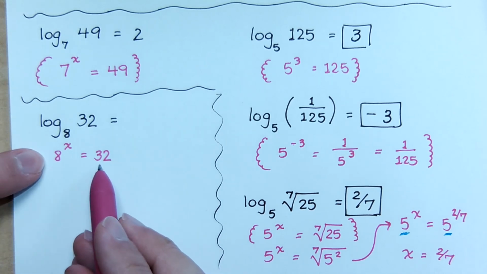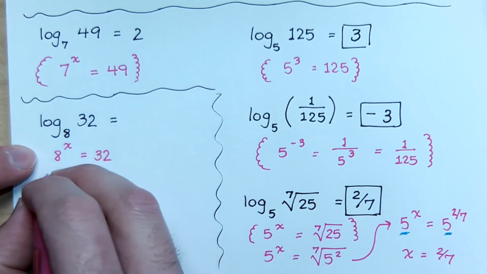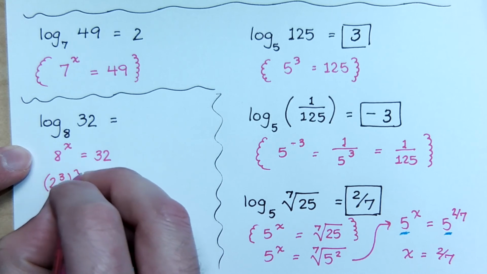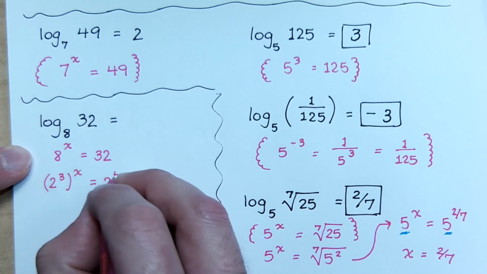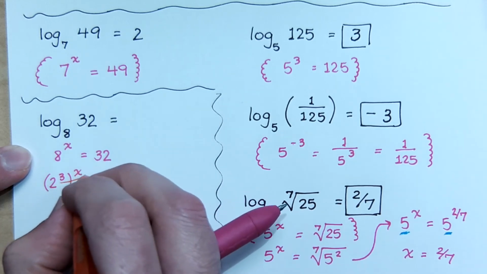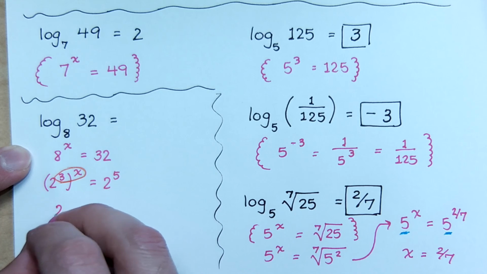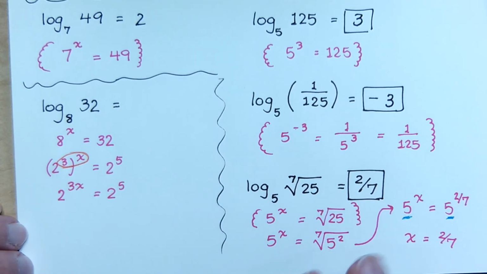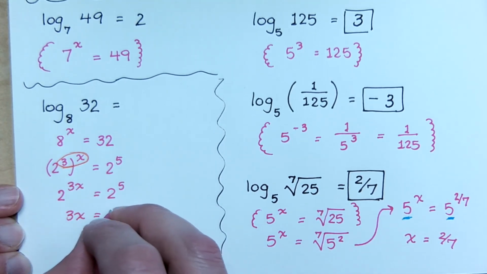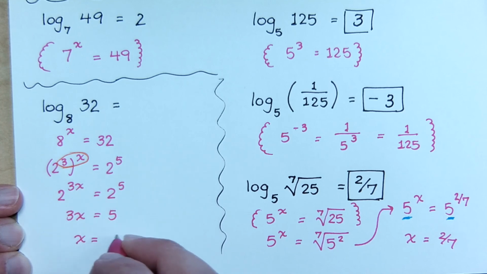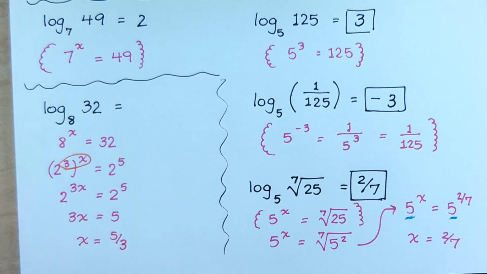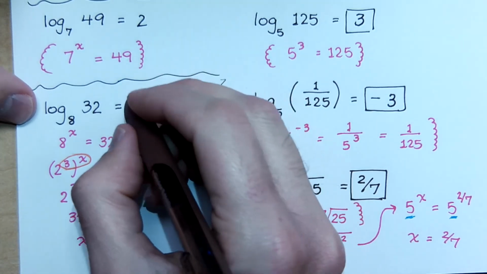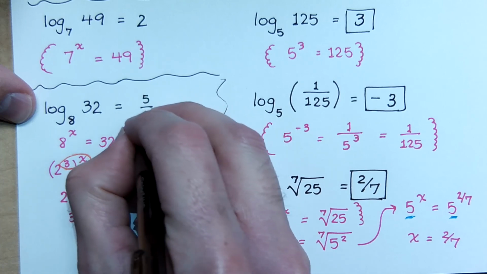What's the common base for 8 and 32? 2. So I can rewrite 8 to be 2 to the third power raised to the x. 32 is 2 to the fifth power. All right, so power to power means I'm multiplying. 2 raised to the 3x equals 2 to the fifth power. Since these guys have the same base, 3x equals 5, so x equals what? 5/3. Isn't that a number between 1 and 2? If you make that a mixed number, that's 1 and 2/3, so yes, that's between 1 and 2. So I come back up here and I say definitively that this is equal to 5 over 3.